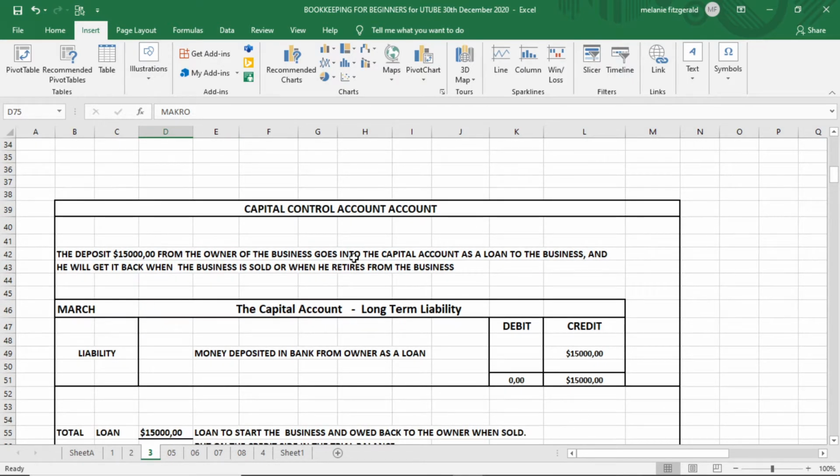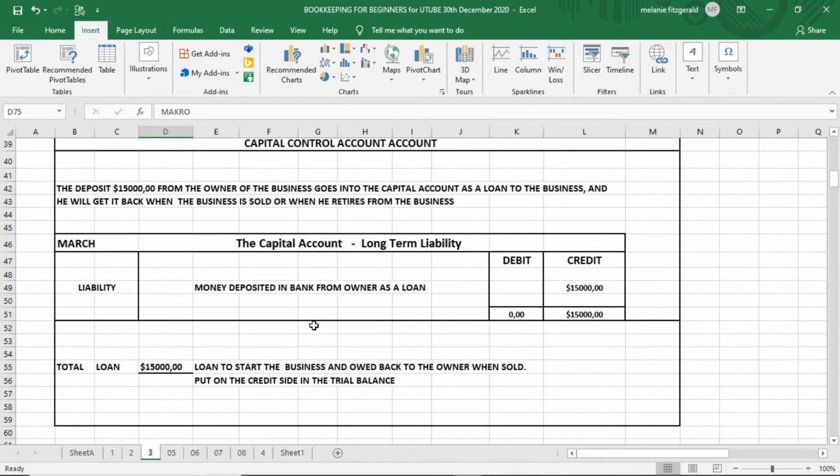All right, so we're going to open up a capital control account. The deposit of $15,000 from the owner of the business goes into the capital account as a loan to the business, and he will get it back when the business is sold or when he retires. So basically, you and me that own the business. Whenever we own a business, we put capital in because the business doesn't start immediately making a profit. It needs to run for a little bit of time. Okay, and that capital is going to help the business.